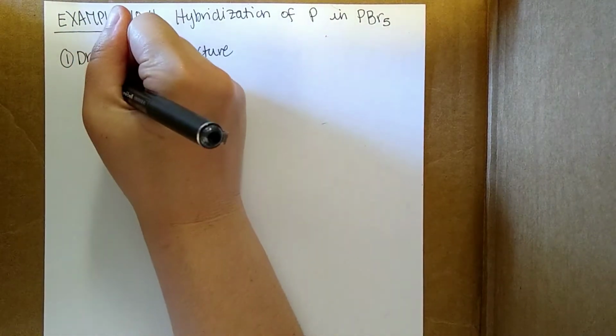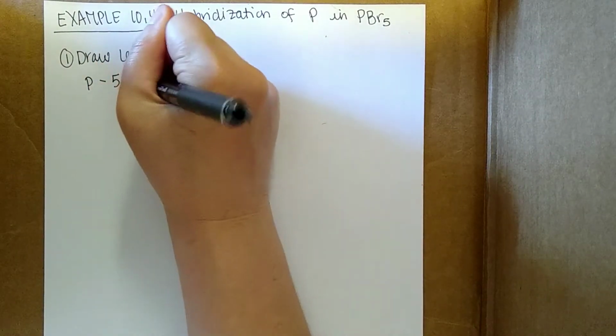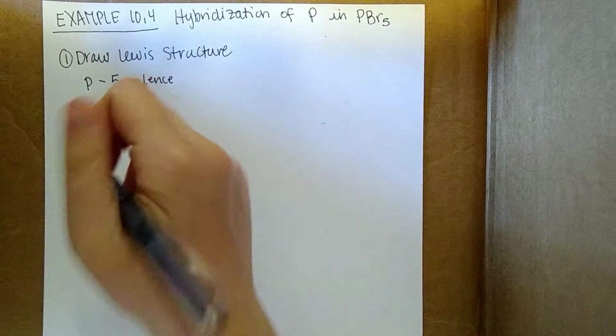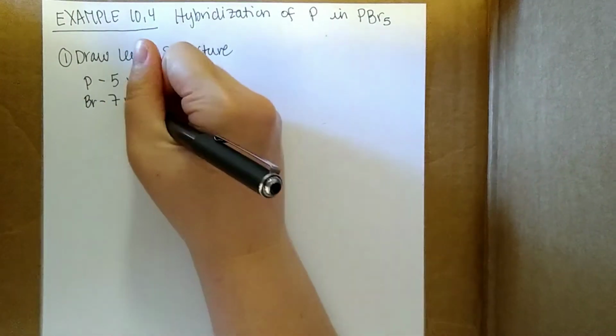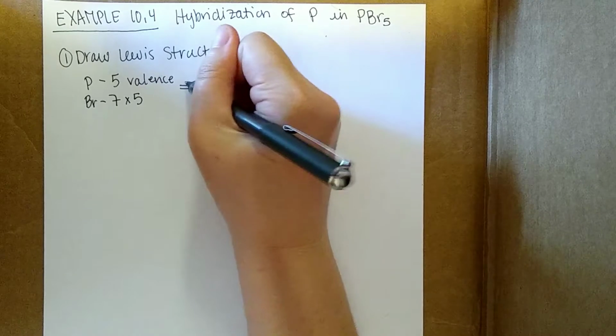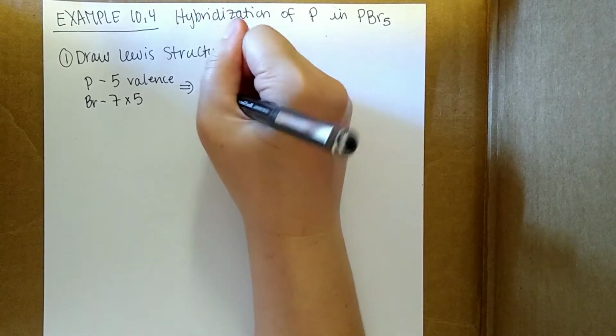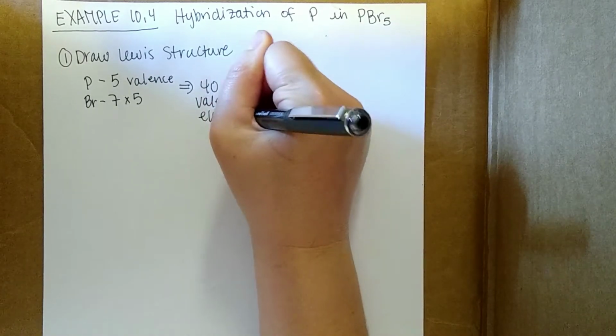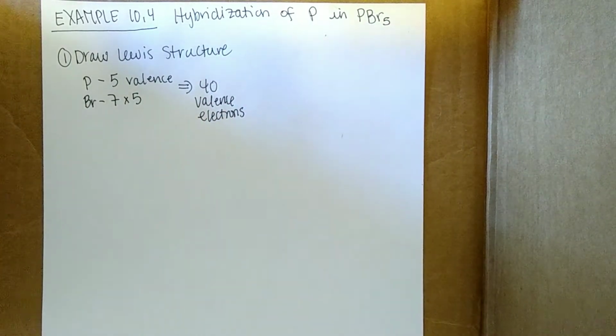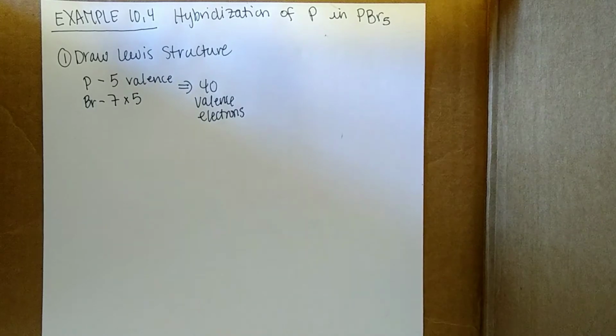And we know how to do this, so we look at the valence electrons in the molecule. So phosphorus has 5 valence electrons, and bromine has 7. And there are 5 of those, so 7 times 5. This gives us a total of 40 valence electrons. And once again, this is just from the periodic table and looking at the electron configuration. Okay, so let's draw the structure.